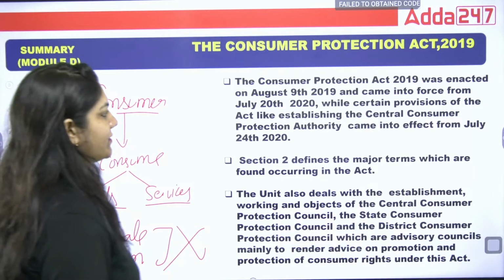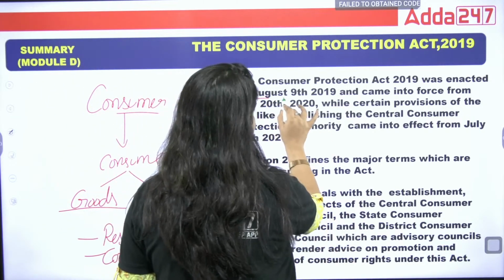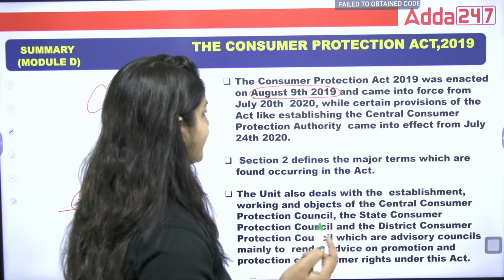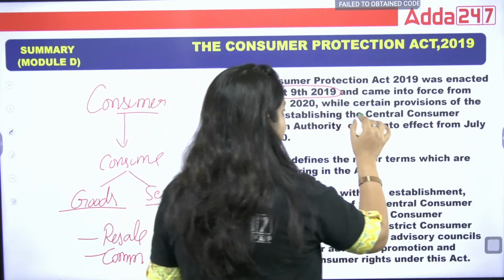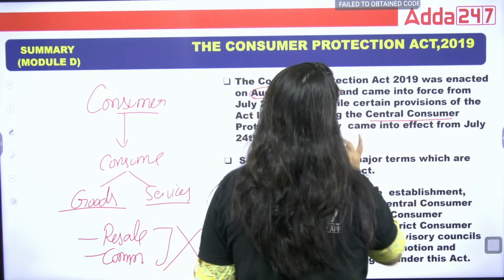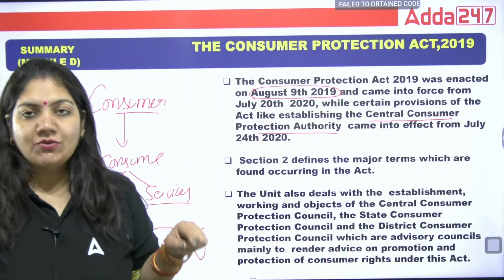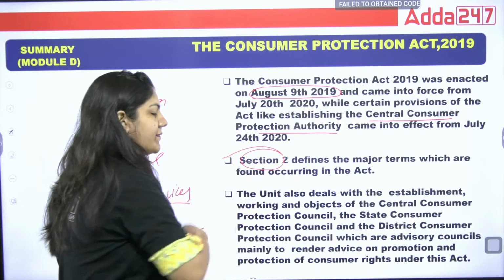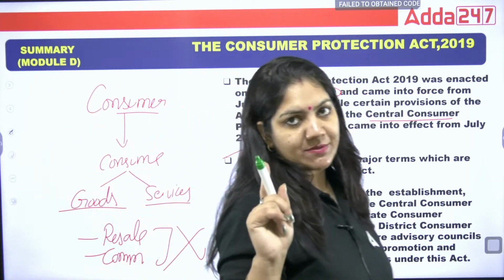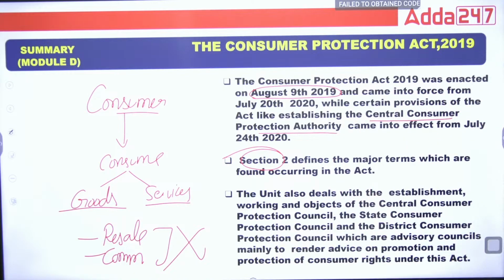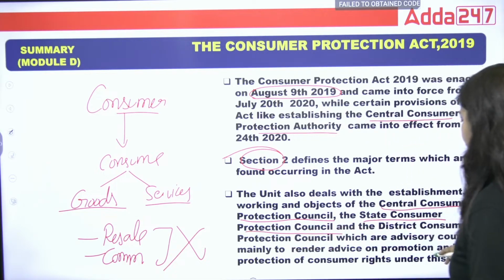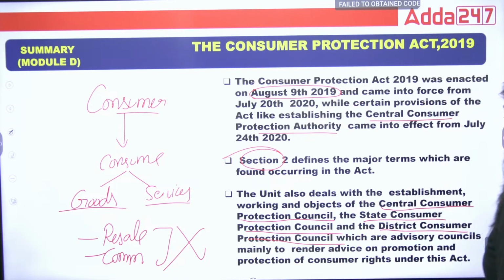So for the Consumer Protection Act, as you can easily see, on 9th August 2019 this amended act came into picture, while certain provisions of the act, like establishing the Central Consumer Protection Authority, came in 2019. This authority was not there in the 1986 Act. Section 2 defined the various definition terms that we have already discussed. The unit also deals with the establishment of the Central Consumer Protection Council, State Consumer Protection Council, and District Consumer Protection Council, which are advisory councils.